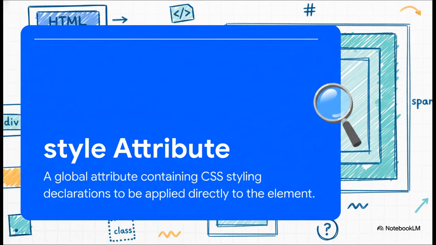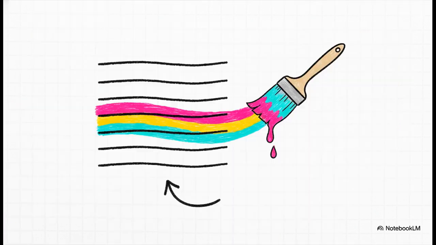Okay, last one for today, the style attribute. This is a special attribute that lets you write CSS rules directly inside an HTML tag. It's the most direct way possible to apply a style to a single element, and you'll often see it used for quick tests or for styles that are generated by JavaScript. So here, you can see we're setting the color and font size right inside the p tag itself. This is what we call inline styling.